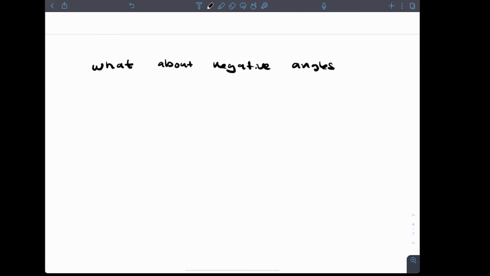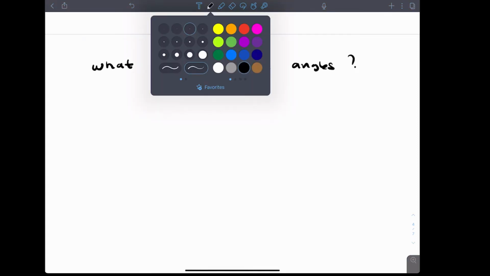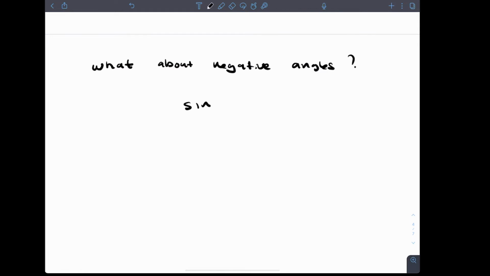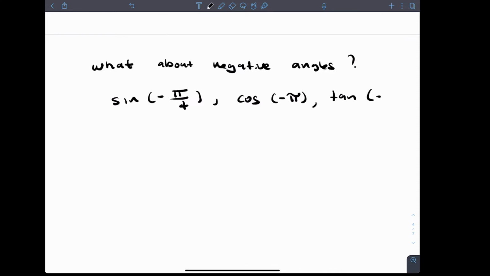But what I'm going to say here is, for example, if they said to you, they want you to answer what is sine of negative pi over 4, right? Something like this. And you say, well, how do I start to answer these kind of questions? Sine of negative pi over 4. And there's various ways to do it. Cosine of negative pi, maybe tangent of negative, how about this? Tangent of negative 2 pi over 3.